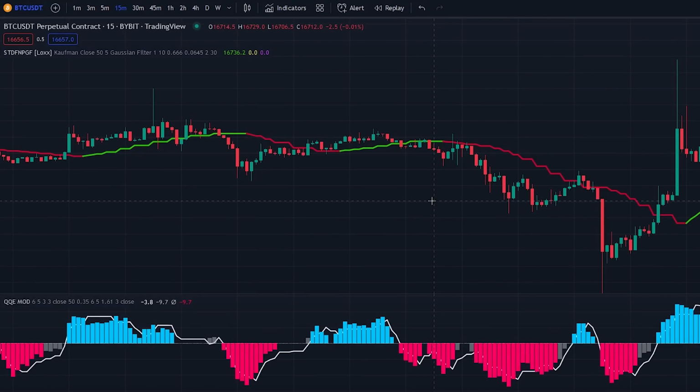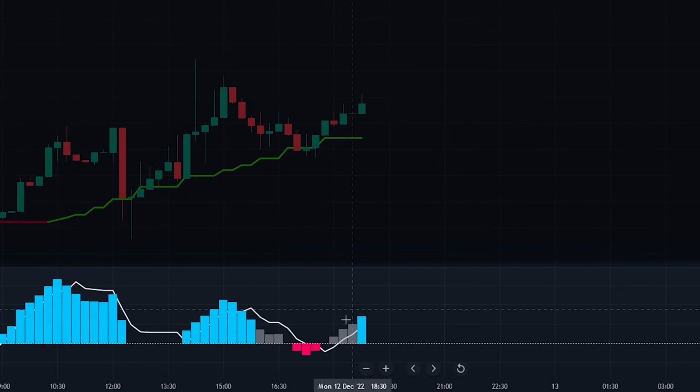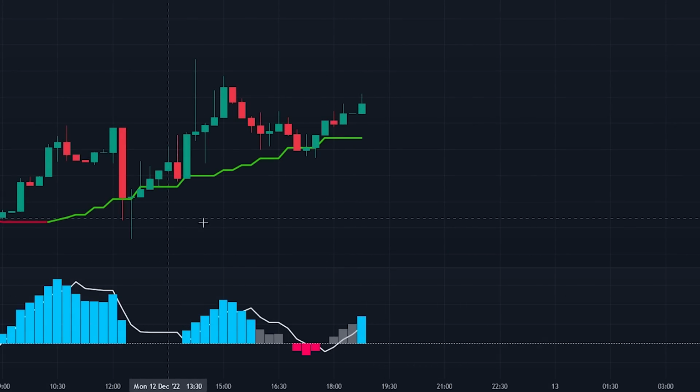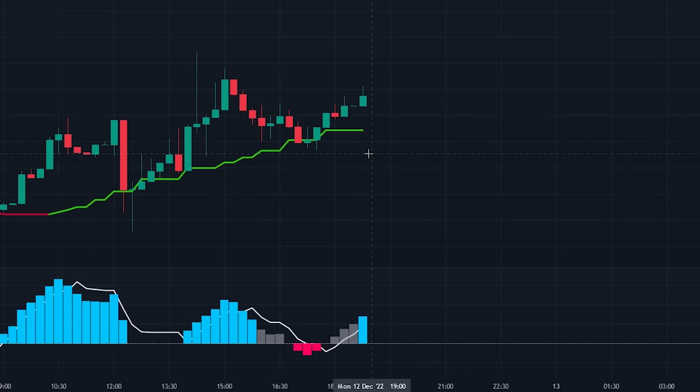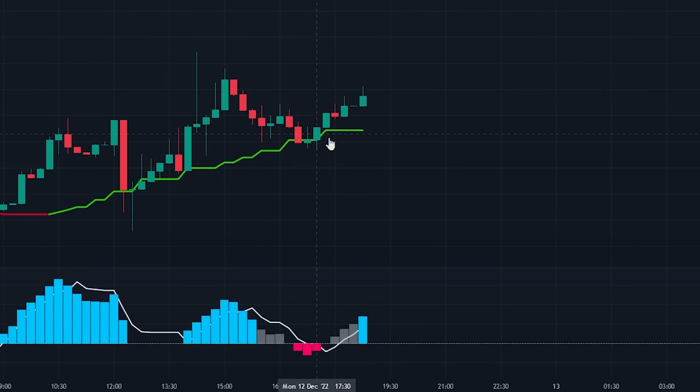So now let's take a look at when to enter into a buy position with the indicator. Firstly, the histogram bar on the QQE will need to switch to blue. This will be the signal to enter into a buy position. However, before entering into the position, we will need to see that the Gaussian filter line is green, indicating that the current trend of the market is bullish. If this is the case, we will enter into the position.